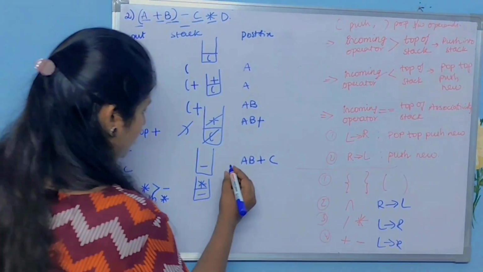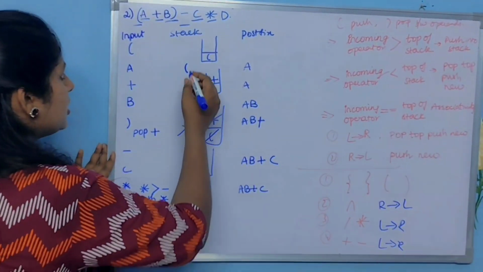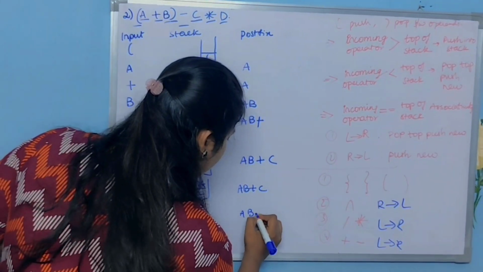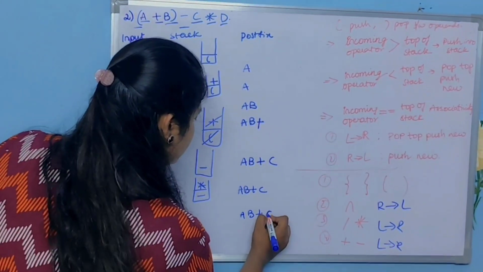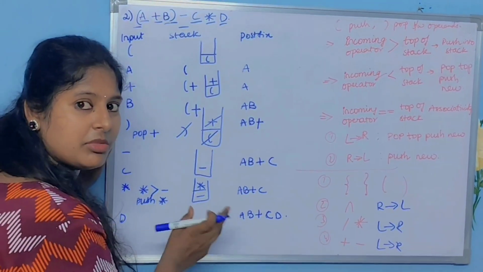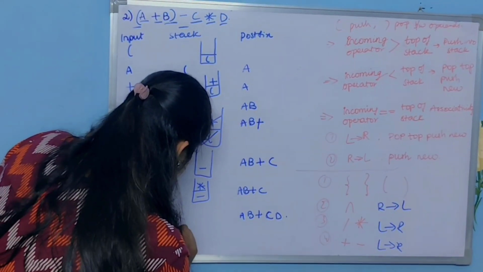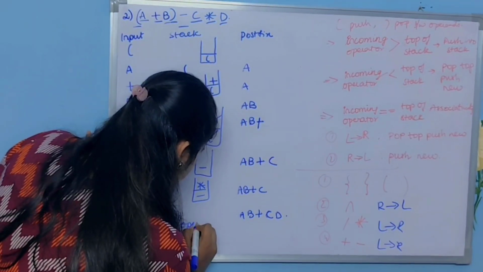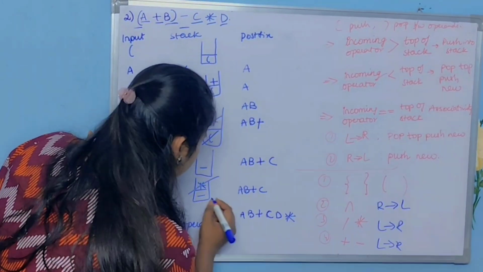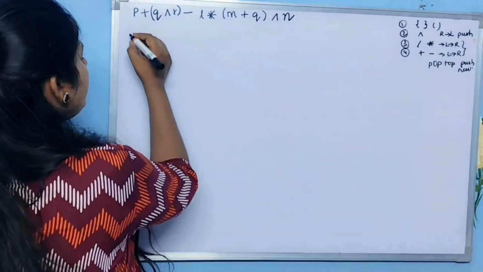Okay. Now AB plus is carried like that. It is not changed yet. So now it is D. So AB plus C D. Now there are no other elements left. So you can directly pop all elements, all operators. So first this is popped and you can write multiplication. This is popped. Right. Minus.